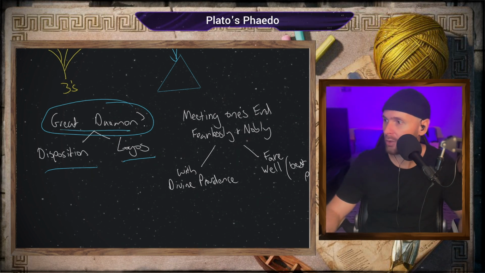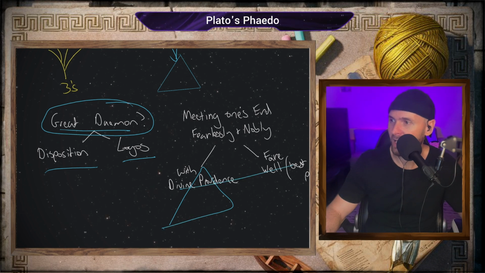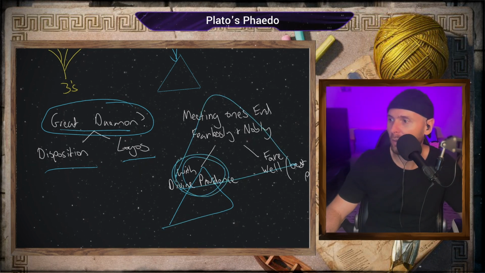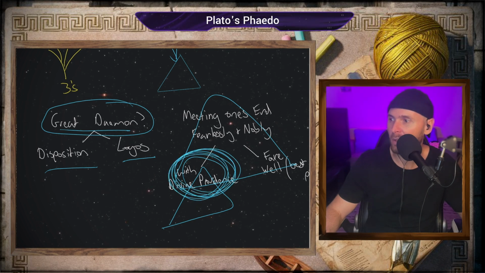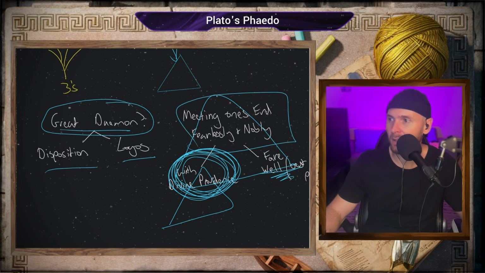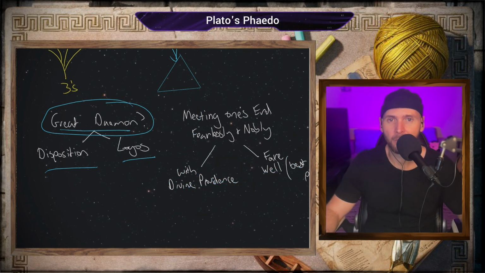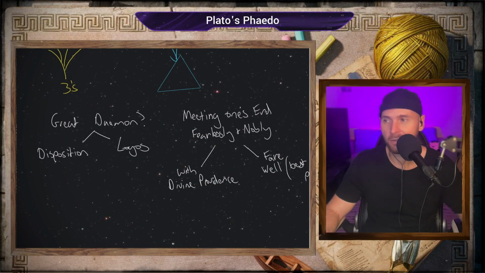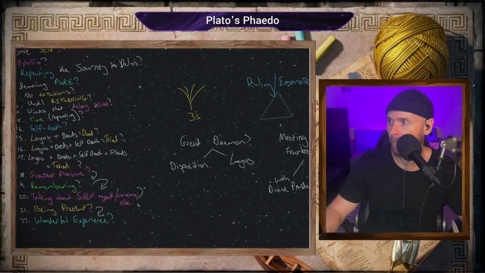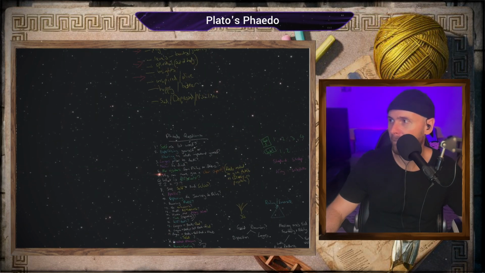What does a daemon do? It functions with divine providence. Does that enter you into this realm where if you function in your life as a good daemon with divine providence, you can live your life well and you can meet your end fearlessly and nobly? Another question. This is the significance of having a skill tree. These are all threes. So, great daemon, disposition, and logos.